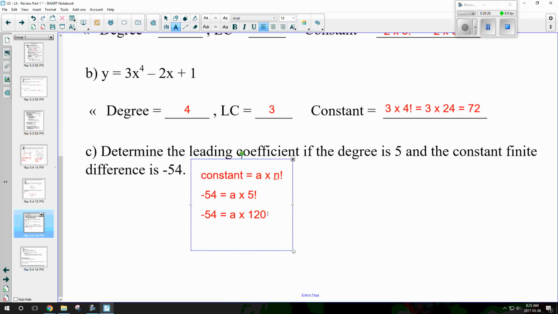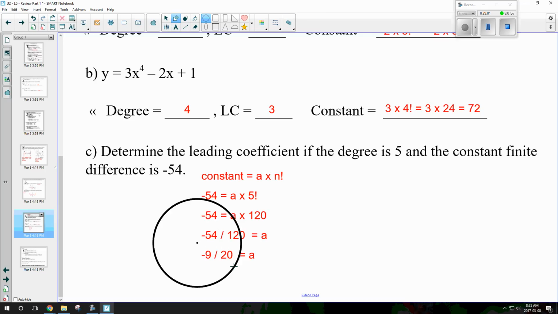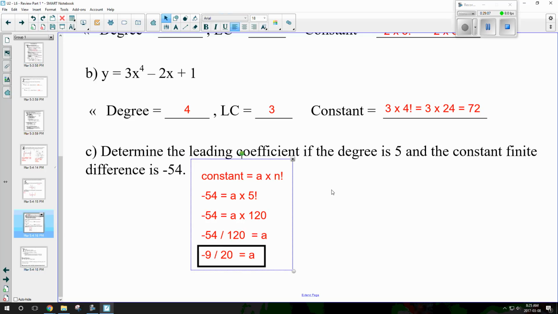And then to get A by itself, we need to divide by the 120. So we do -54 divided by 120 equals our A value. And then in this case, because it's a fraction, we can try and reduce that fraction. If we reduce that fraction, we would get a value of -9 over 20, and that's by dividing both the top and bottom by 6. So our leading coefficient would be -9 over 20.